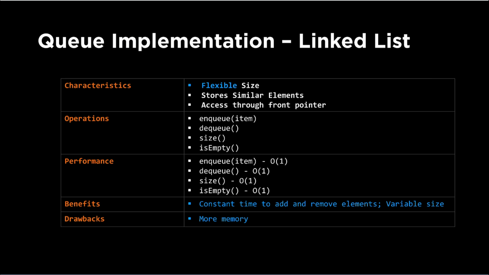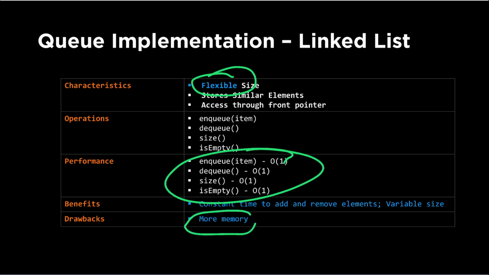So again, the characteristics of this approach is that now we have a flexible size. Operations will still take O of 1 time. The drawback is that it takes more memory because we now have two more pointers storing values, which are this next pointer as well as the tail pointer that will be required to store the index of the tail.